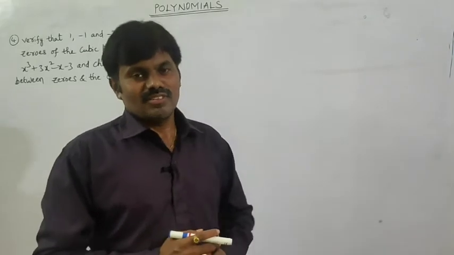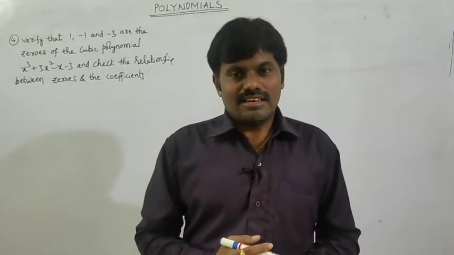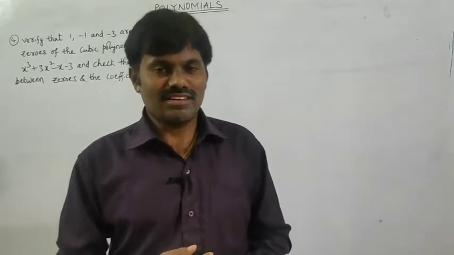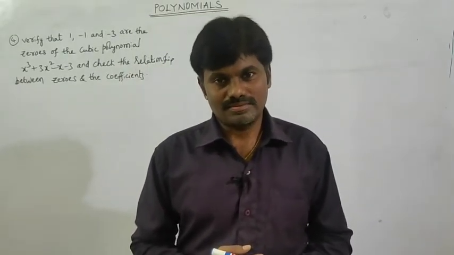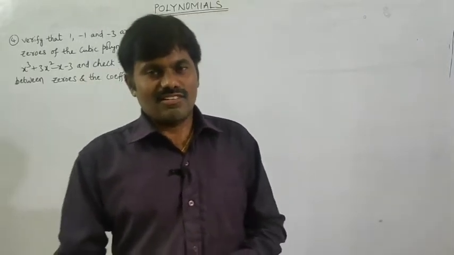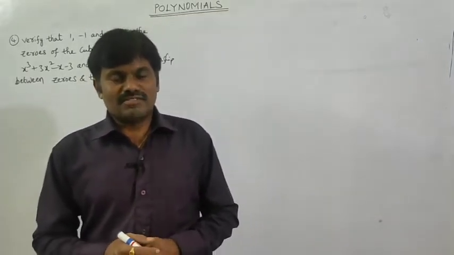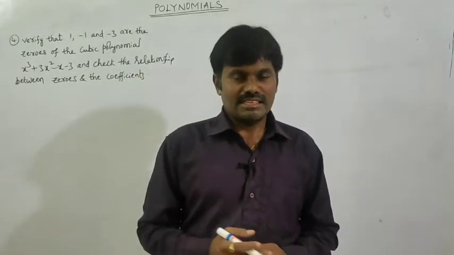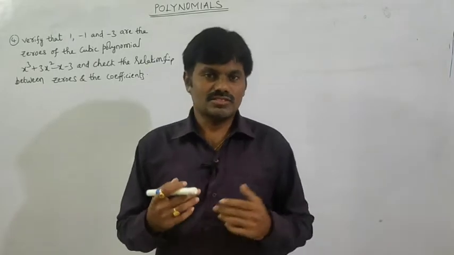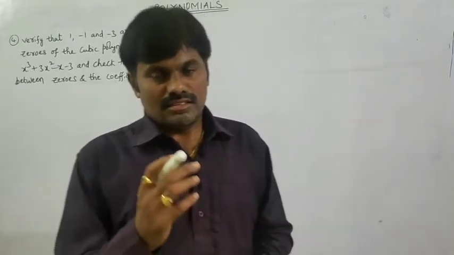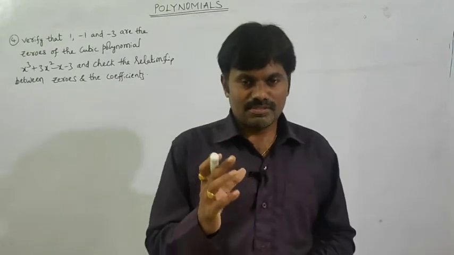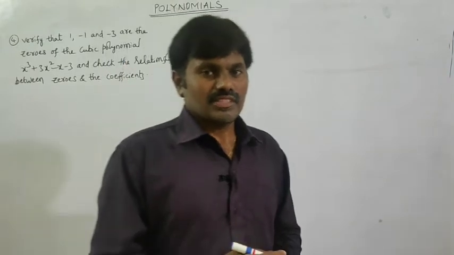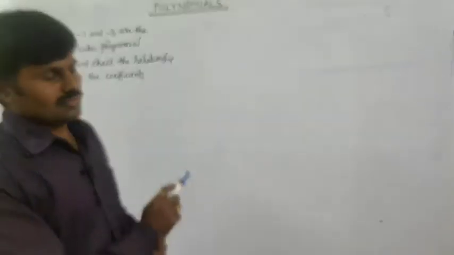Today we are going to talk about the relationship between zeros and coefficients of a cubic polynomial. In the previous class, we learned the relationship between zeros and coefficients of a quadratic polynomial. So in this class, we are going to learn the relationship between zeros and coefficients of a cubic polynomial. For that, I have taken an example. Look at the board.